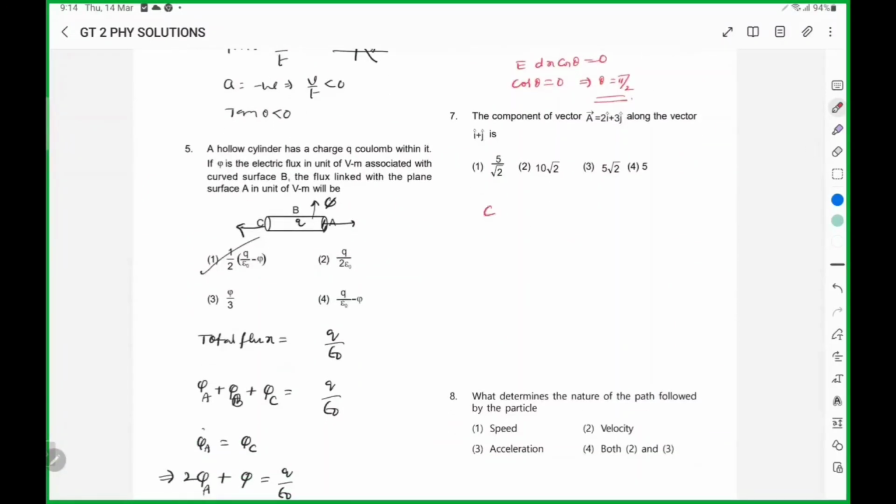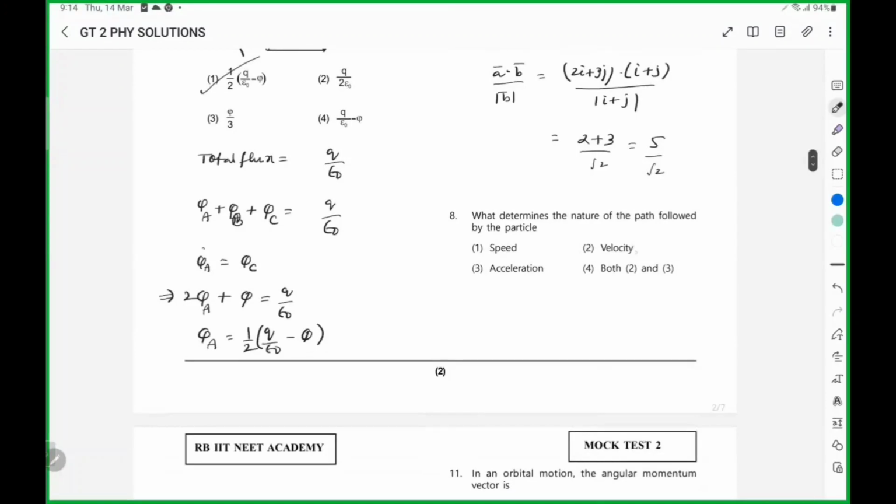Component of A bar along B bar is A bar dot B bar by mod B bar, which is same as projection of A along B. 2I plus 3J dot I plus J by mod of I plus J, which is 2 plus 3 by root 2, 5 by root 2.